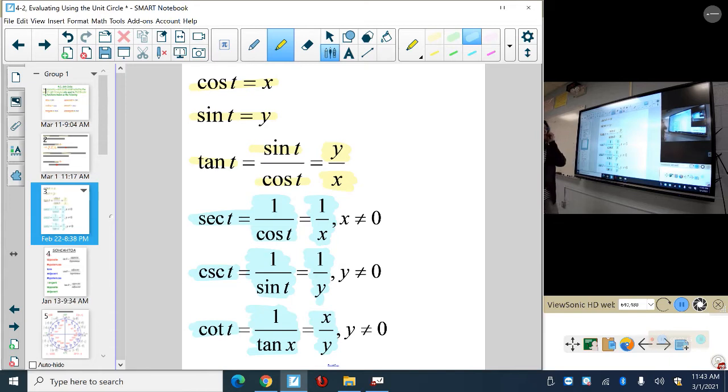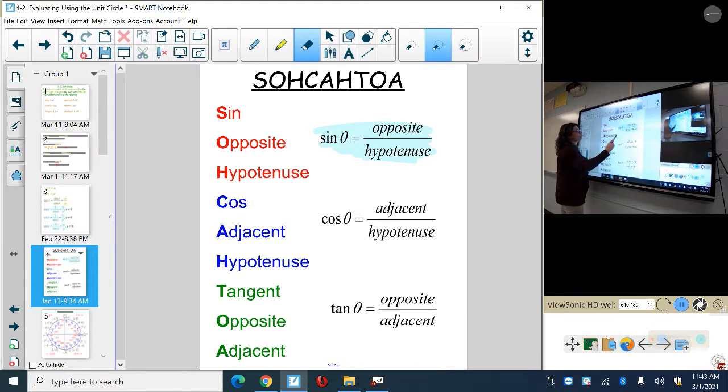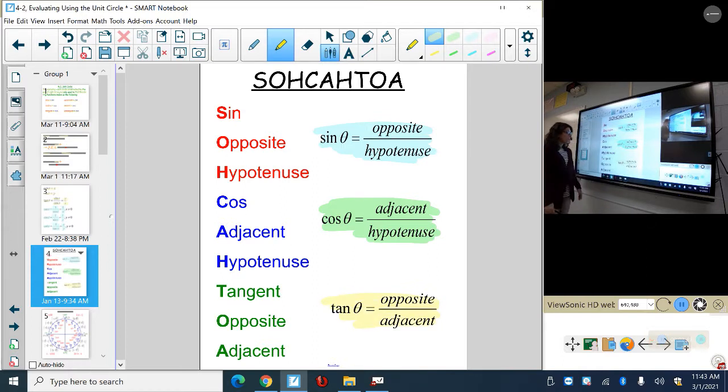So these are the 6 trig functions you need to memorize, and we are going to apply them using SOHCAHTOA. We used SOHCAHTOA whenever we derived our lovely little unit circle. Same exact concept. Sine is opposite over hypotenuse. Cosine is going to be adjacent over hypotenuse. And then lastly, tangent is going to be opposite over adjacent. And that is where you learned that back in geometry.